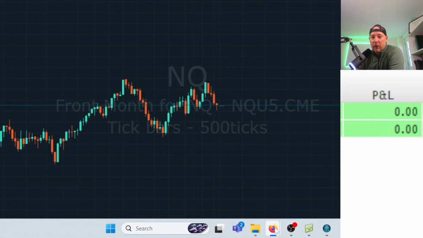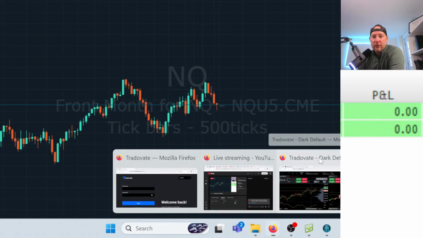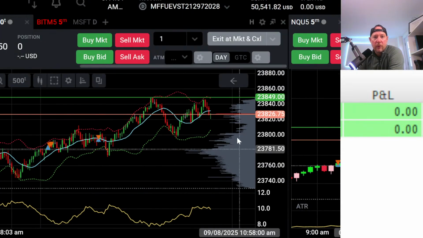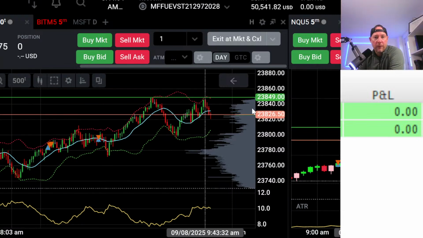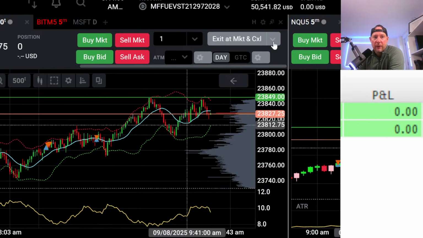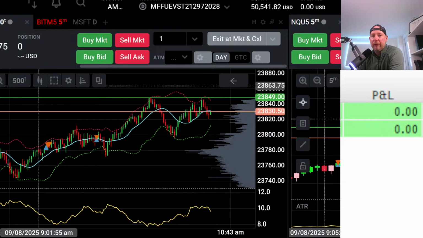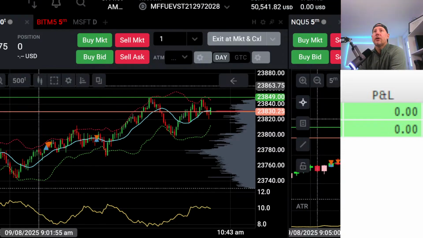So here's what I'm looking at. I'm looking at NASDAQ futures. Today we'll be working on a few evals. I'm just going to quickly start a trade here.